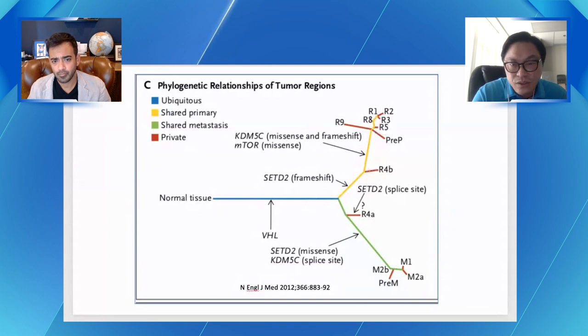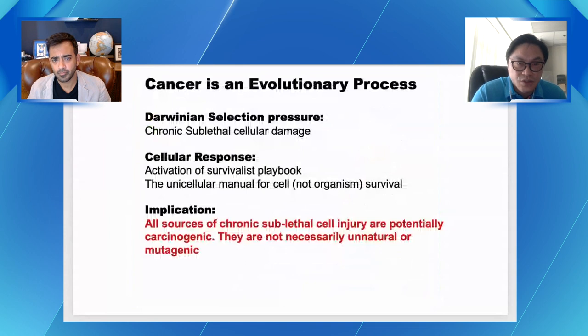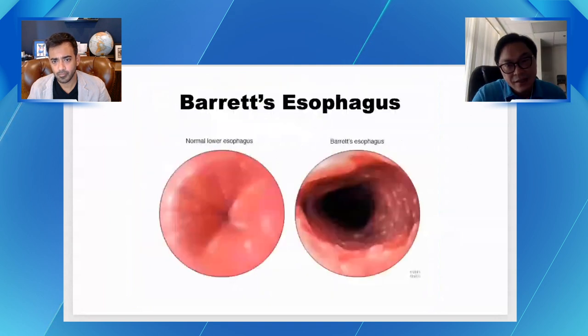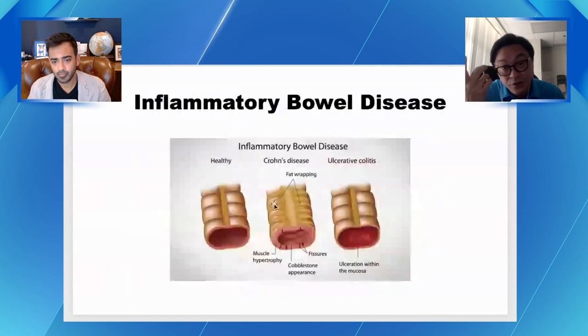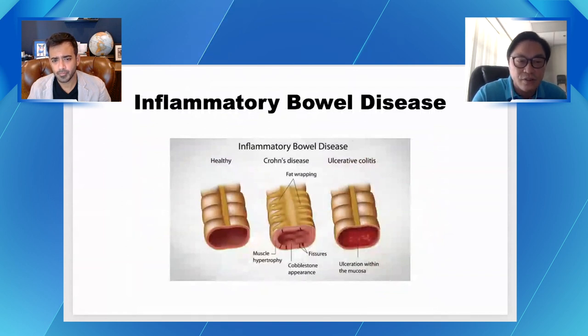And so all sources of sublethal injury are potentially carcinogenic because what you've got is this chronic damage. So even things like Barrett's esophagus, which is normal stomach acid, anything that's going to cause chronic damage is going to be carcinogenic. Inflammatory bowel disease. There's nothing particularly mutagenic about it, but there is chronic inflammation, and the chronic inflammation is chronic damage. And therefore, you're going to select for survivable cases.